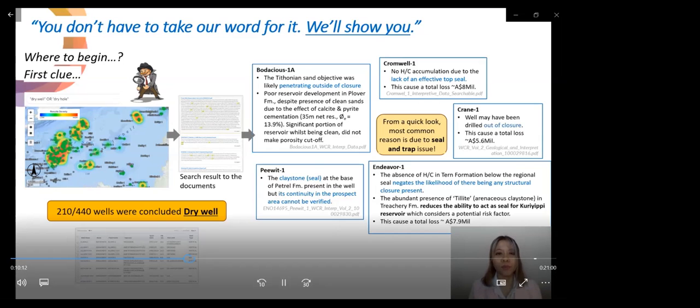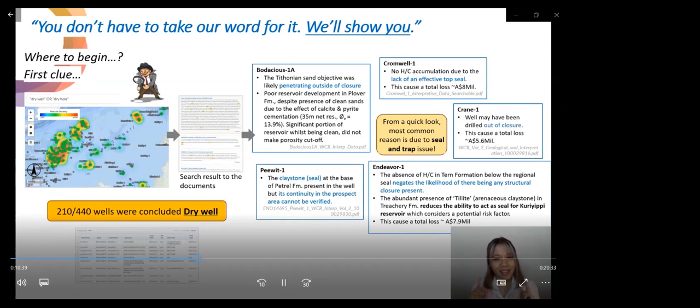So $8 million per well doesn't seem much, but remember we have 210 wells, assuming each well costs about 8 million. We have about 1.7 billion losses in this basin. And this includes only the cost associated with drilling operations and not seismic acquisition or studies costs.